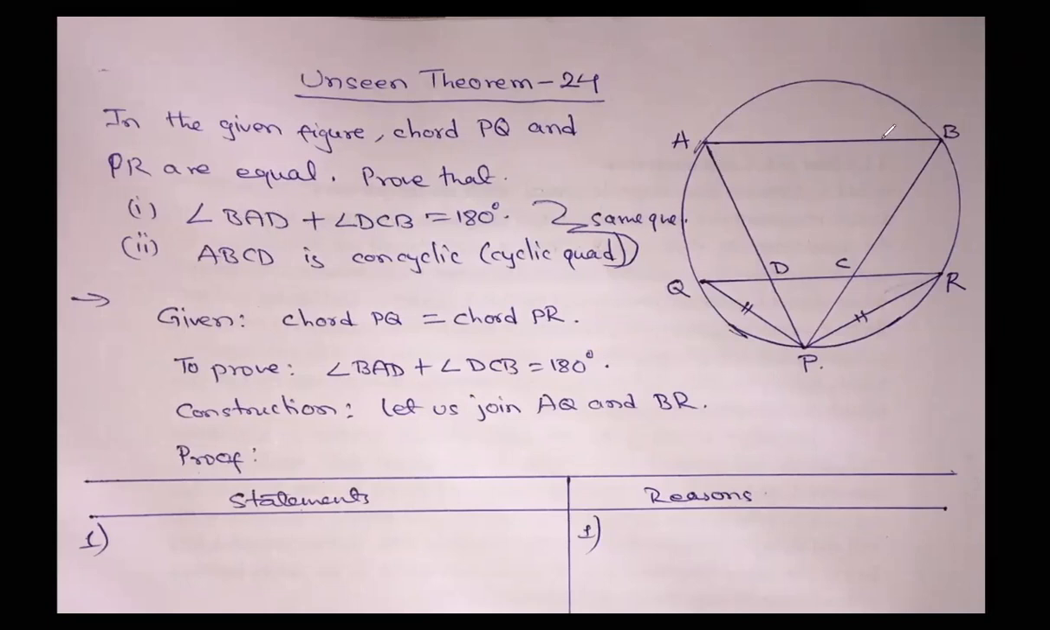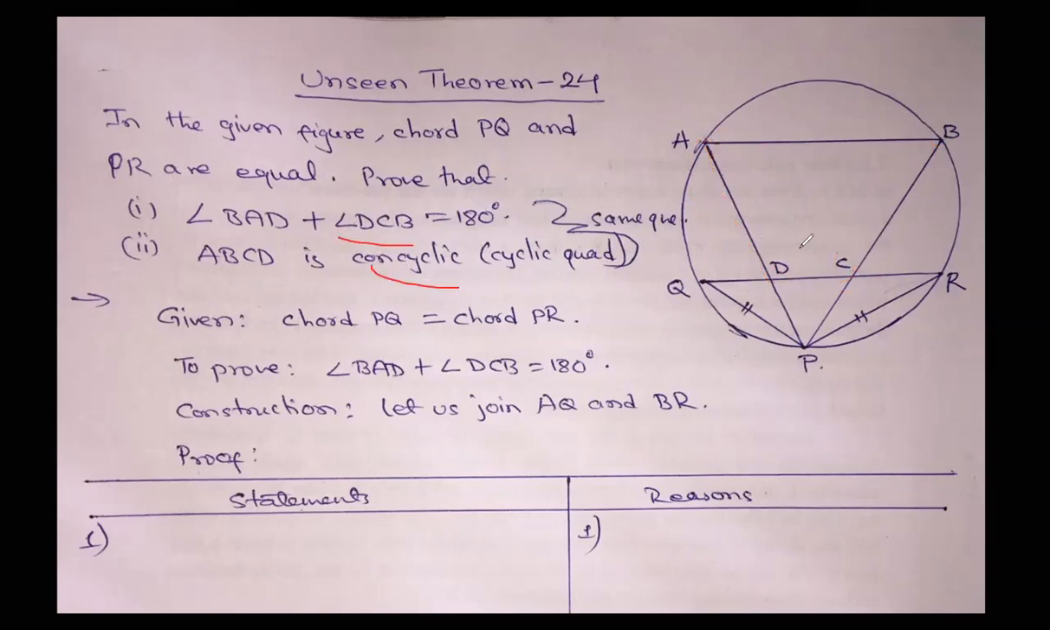So BAD, this angle BAD, and the next angle is DCB. In a cyclic quadrilateral, the sum of opposite angles is equal to 180 degrees, so angle A plus angle C equals 180 degrees. Otherwise, instead of this, what may also come is: prove that ABCD is a cyclic quadrilateral. So this line, that point, a circle is made, a circle passes through them.